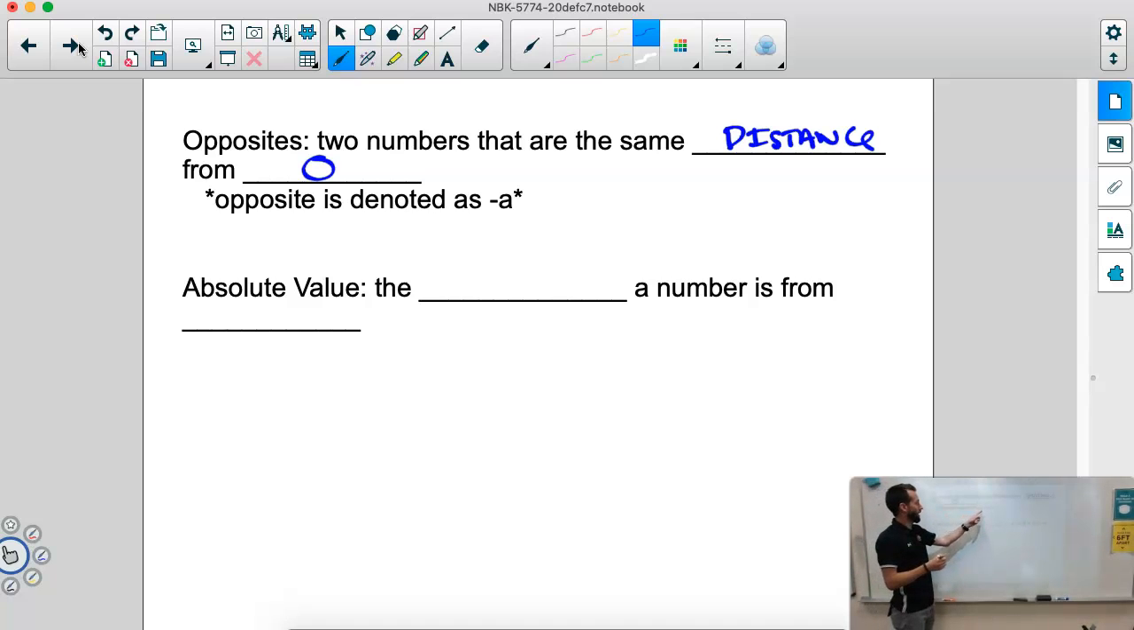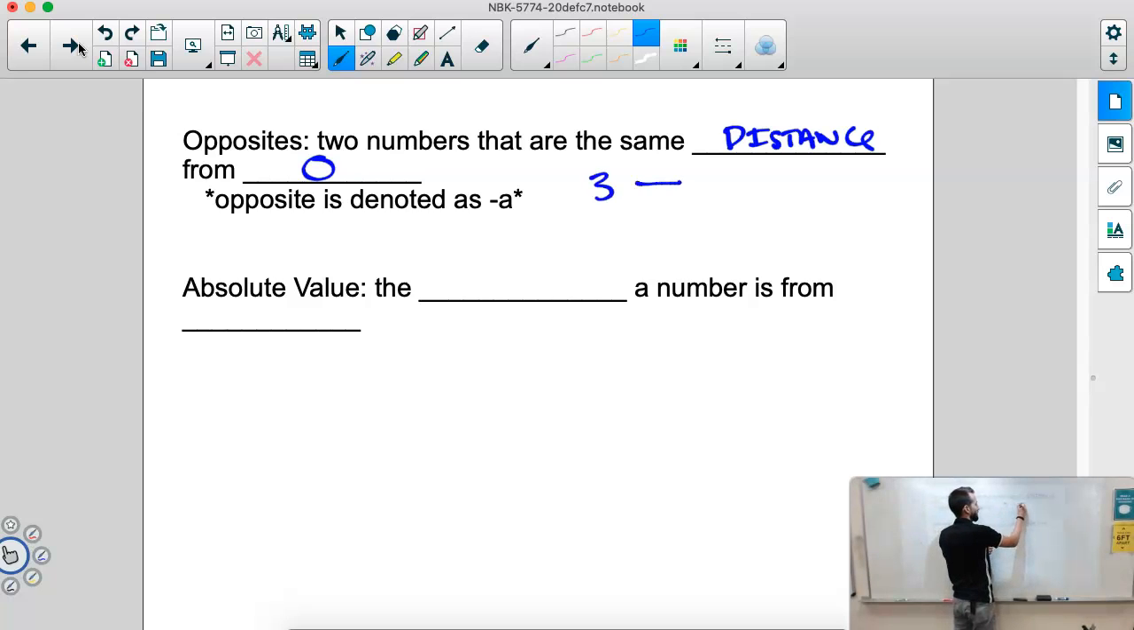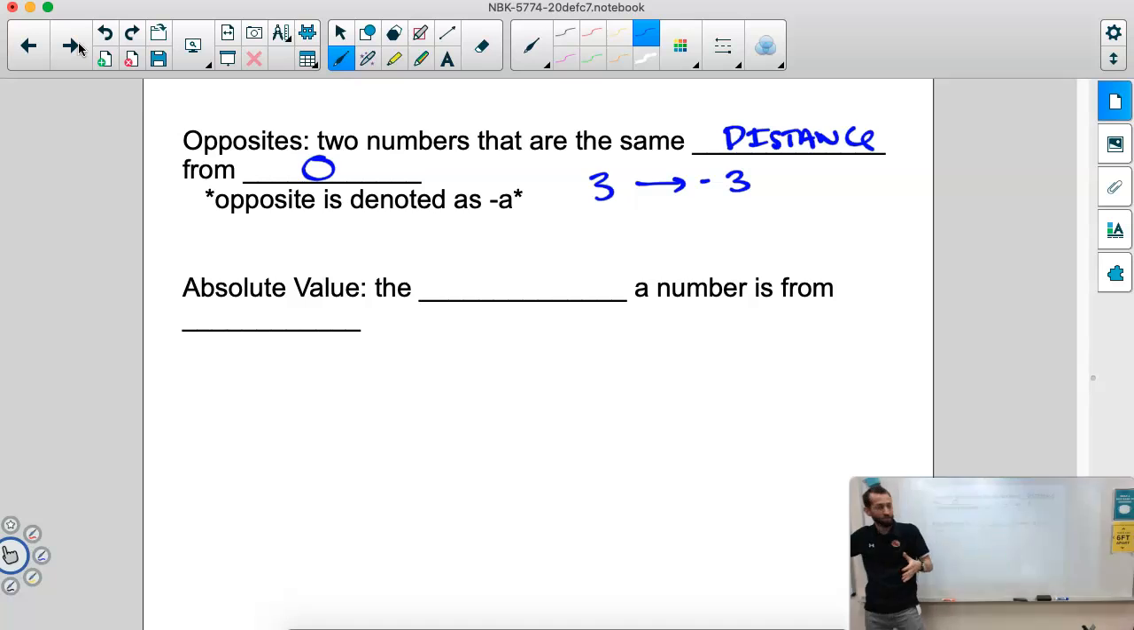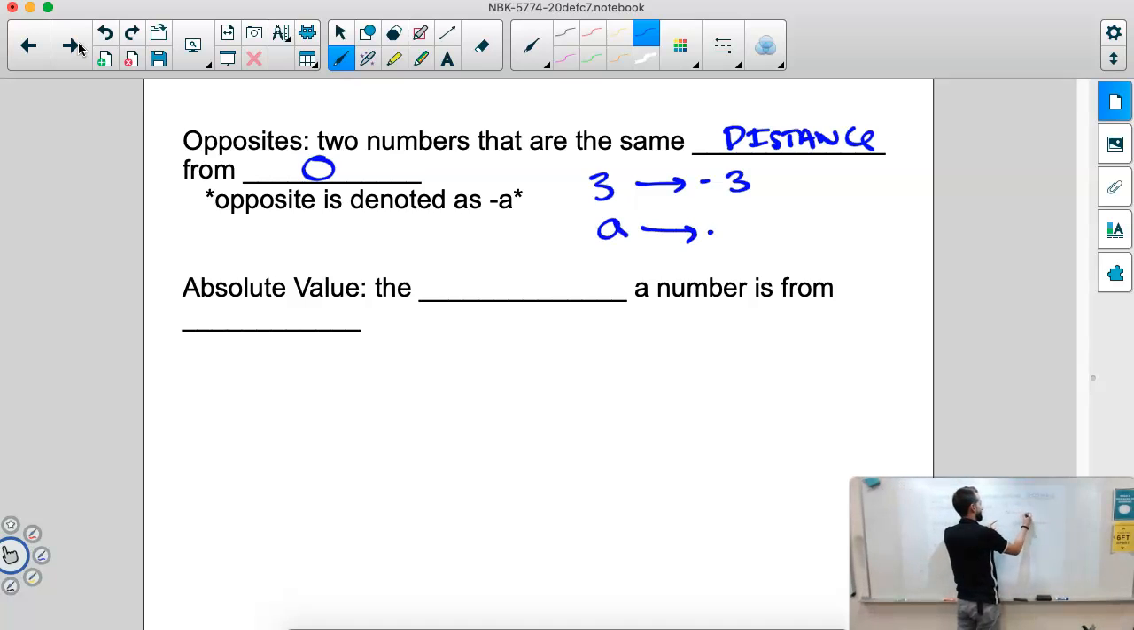Oftentimes the opposite is denoted as a negative. So the opposite of 3 would be negative 3. They're the same distance from 0. If you think about a number line, if 0 is here, positive 3 is 3 spaces over this way, back to 0. Negative 3 is 3 spaces over this way. So they're opposite. So you can see the opposite of A is negative A. So that's where they're getting that from.